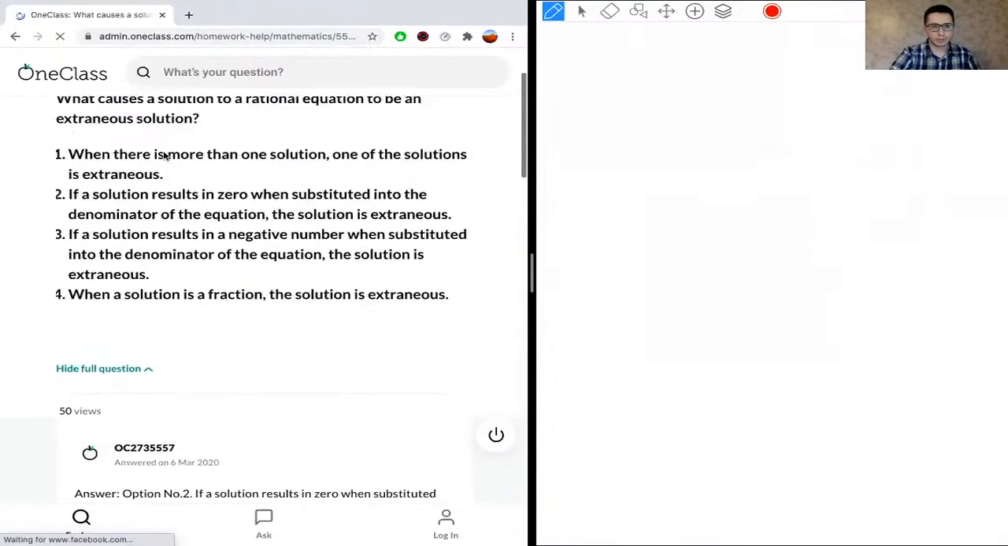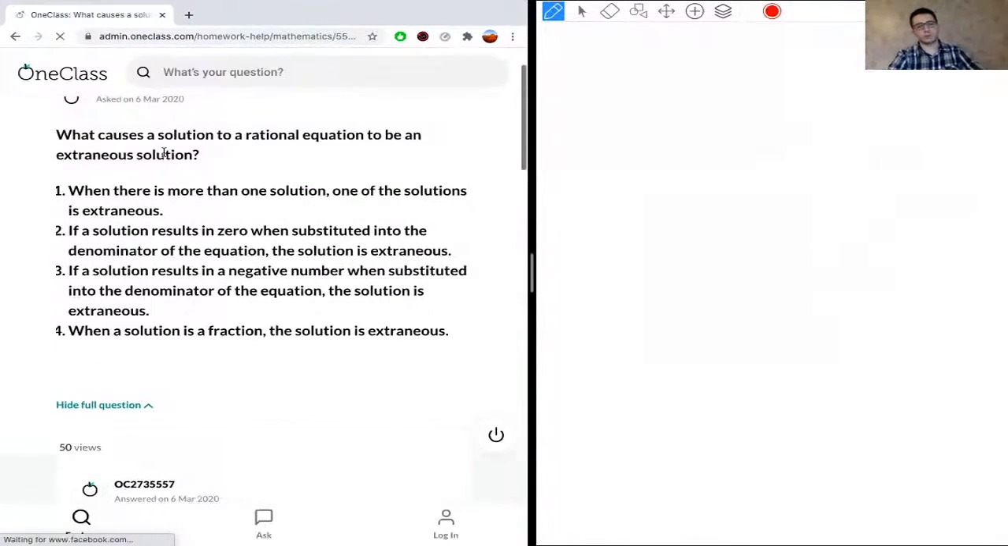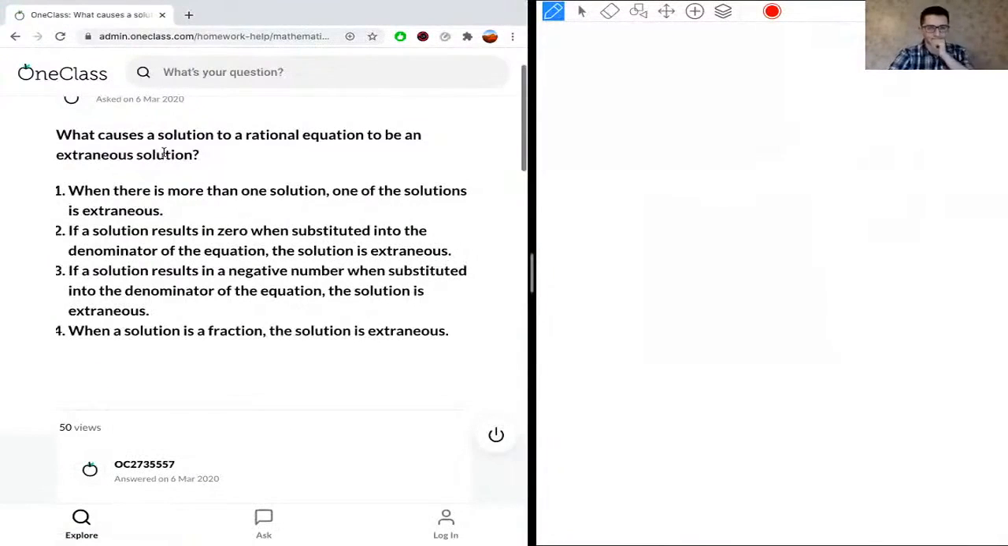The question here: what causes a solution to a rational equation to be an extraneous solution? When there is, and it gives us 4 options. The first option is when there is more than one solution, one of the solutions is extraneous.